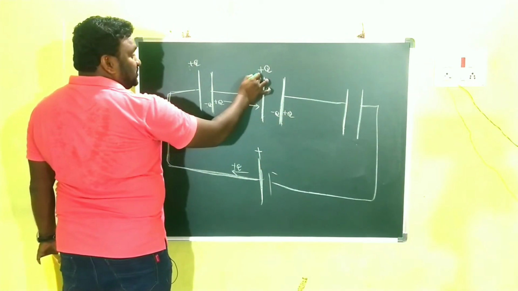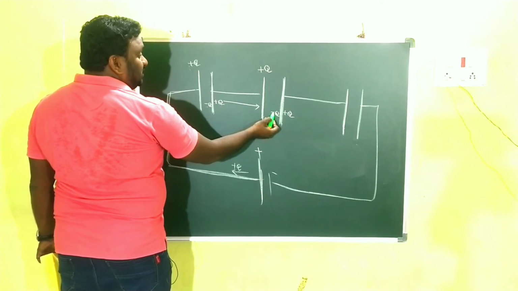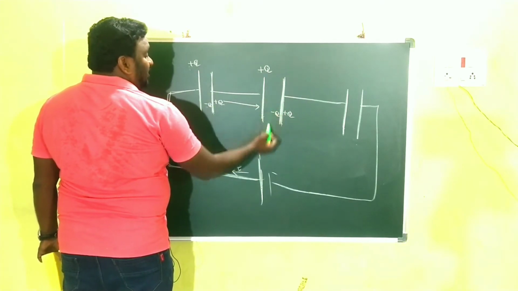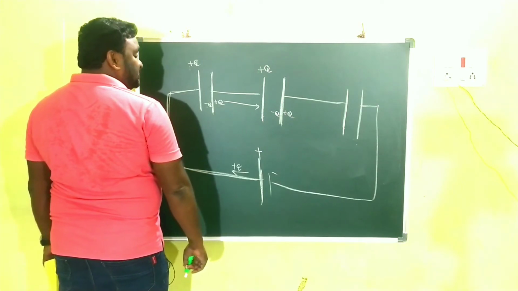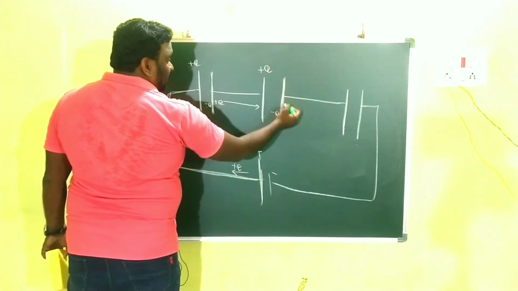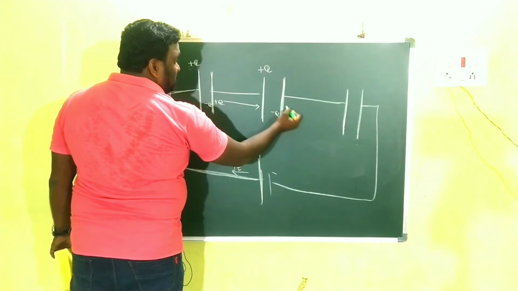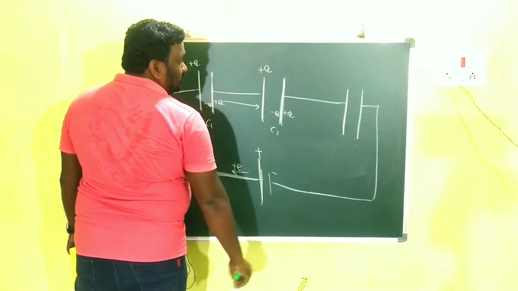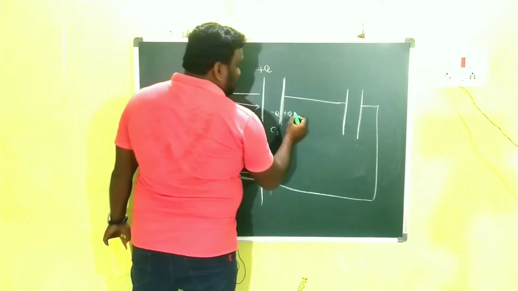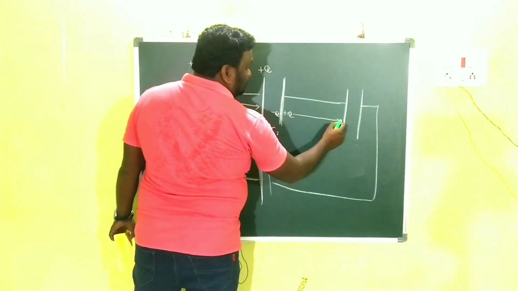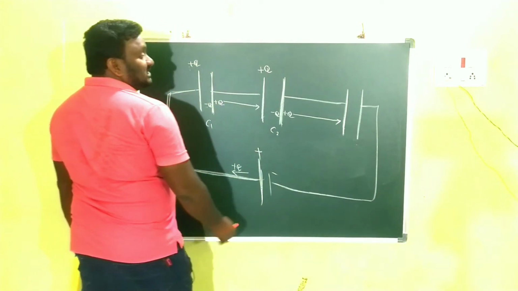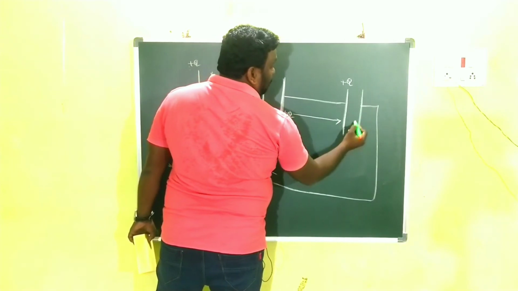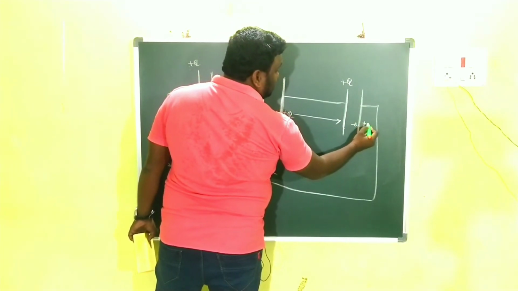Due to this plus Q charge, minus Q is induced on the second plate of the second capacitor on the inner surface, and again the same, the plus Q charge is induced on the outer surface of the second capacitor. Again same process. This plus Q charge is again supplied to this one. So plus Q, and again this is the minus Q and this is plus Q.